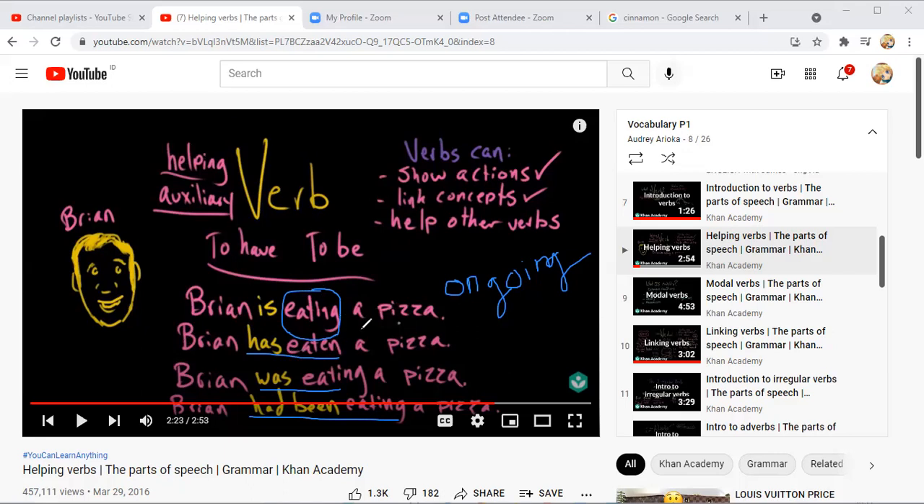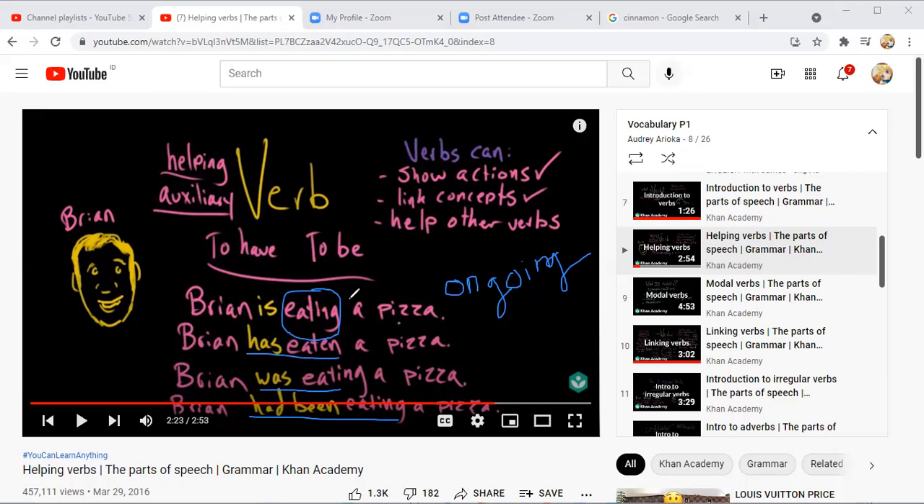It really depends on your intent. Jadinya itu berdasarkan dengan kalian ingin mengatakan apa. Like, if you are trying to talk about something that happened right now, you use is eating, ongoing, right? Jadinya itu present continuous. If you want to say something yang sudah berlangsung di masa lalu, was eating.